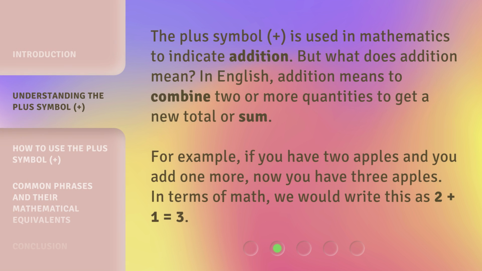The plus symbol, plus, is used in mathematics to indicate addition. But what does addition mean? In English, addition means to combine two or more quantities to get a new total or sum. For example, if you have 2 apples and you add one more, now you have 3 apples. In terms of math, we would write this as 2 plus 1 equals 3.